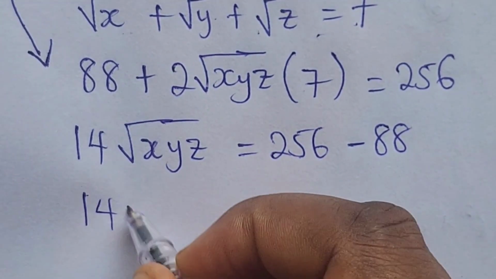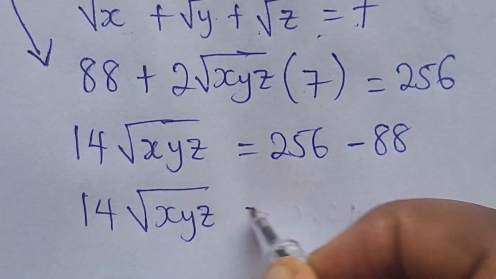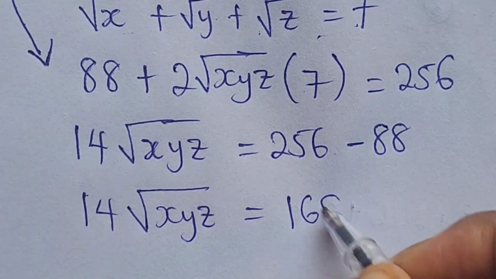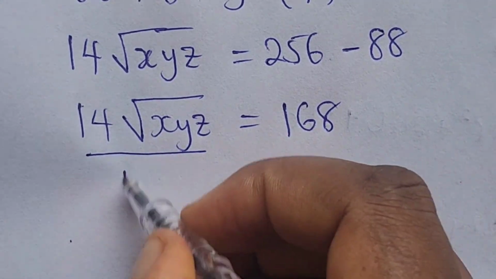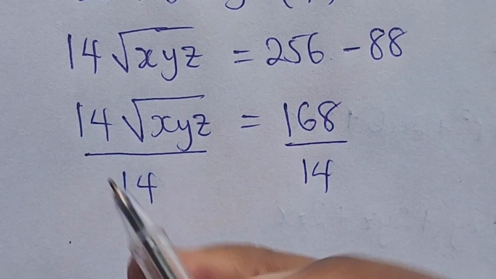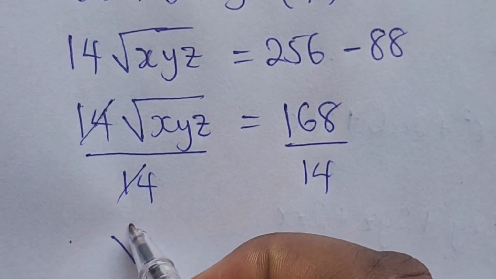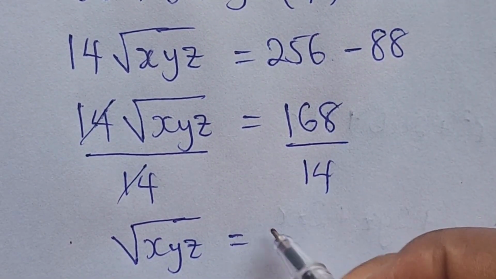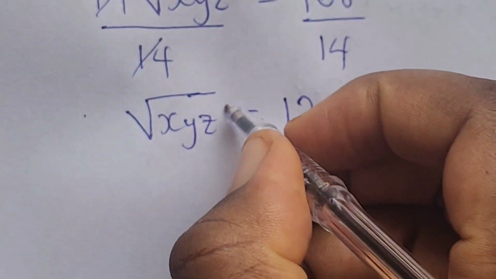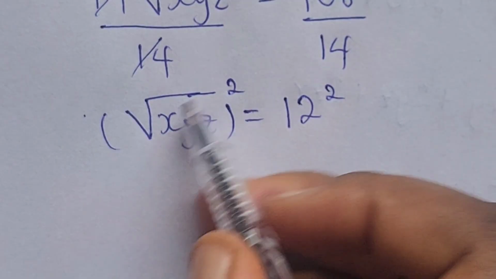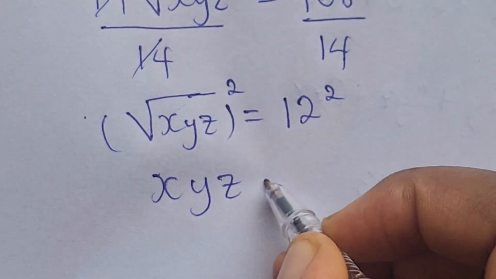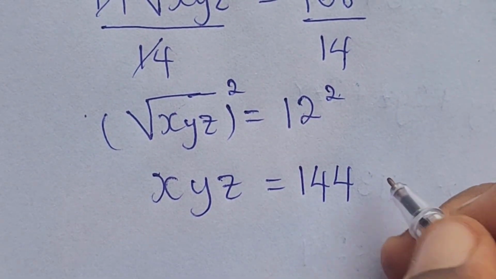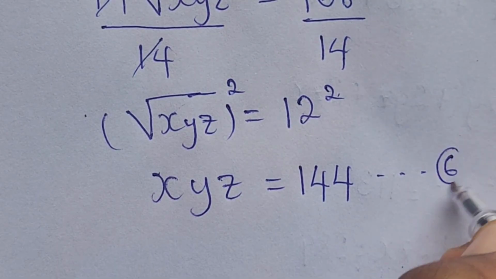So we have 14 root xyz is equal to 256 minus 88, which is 168. We can divide this through by 14, and this will cancel out here. We have root xyz equal to 168 divided by 14, which is 12. When we square both sides, we have that xyz is equal to 12 to the power of 2, which is 144. We'll name this equation 6.